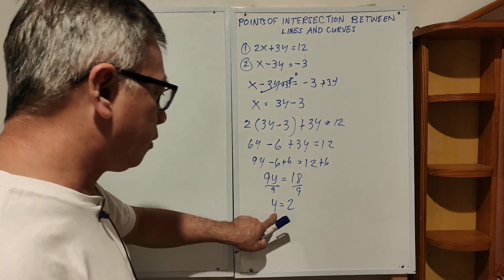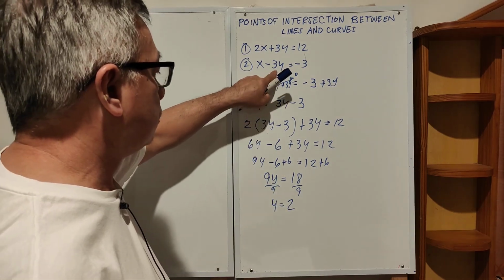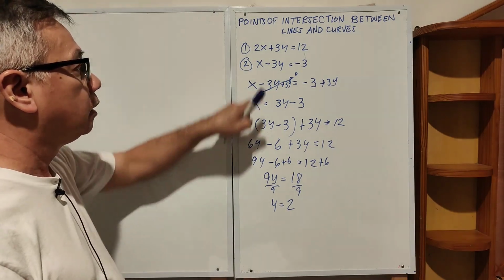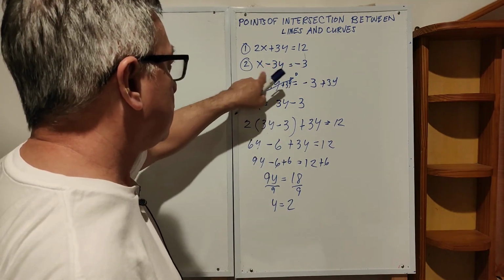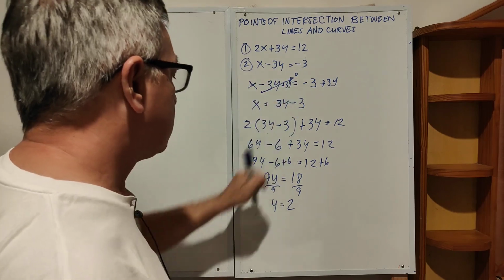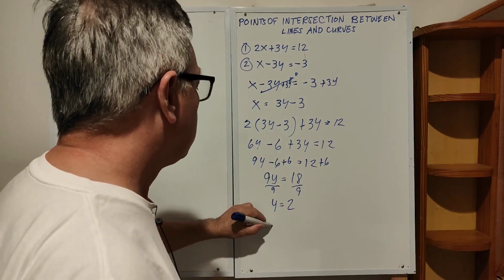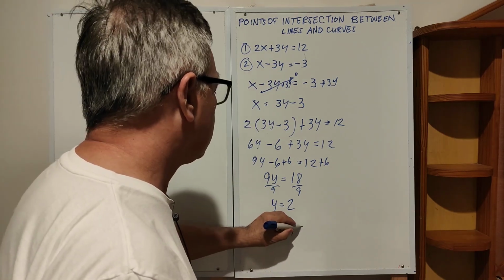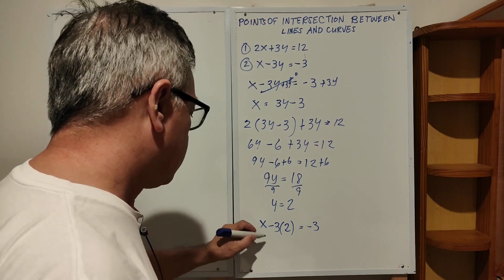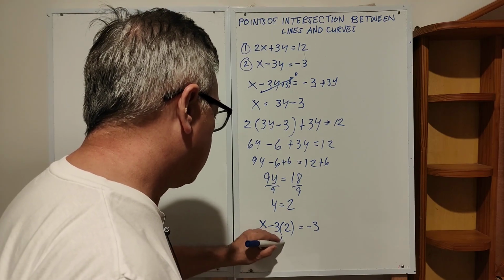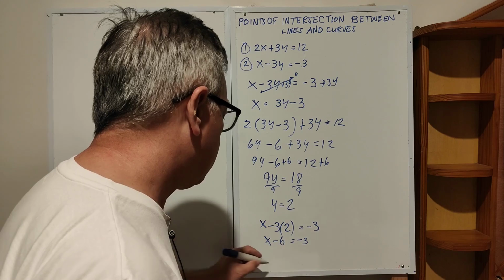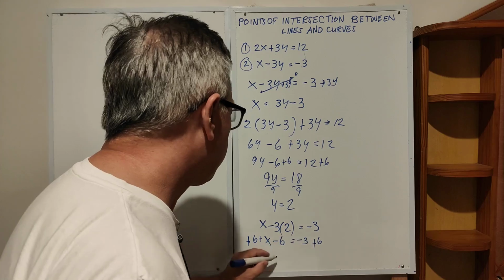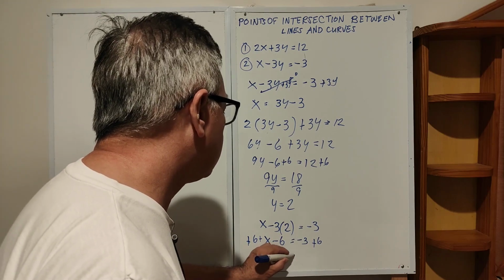Then you can use this value of y to substitute here or here to get the value of x. This one has a lower number, so I'll just use this one. So x minus 3 times 2, instead of y I put 2, is equal to negative 3. So x minus 6 is equal to negative 3. Adding 6 on both sides, x is equal to 3.